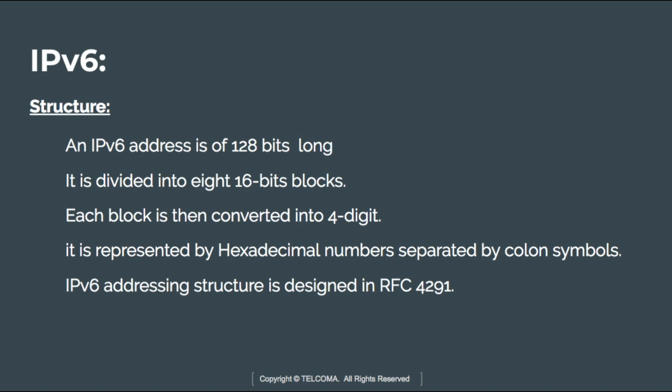As IPv6 addresses are 128 bits long, they are divided into eight 16-bit blocks. Each block is then converted into 4 digits, represented by a hexadecimal number and separated by the colon symbol. This IPv6 addressing structure is defined in RFC 4291. So let's discuss the representation of this.